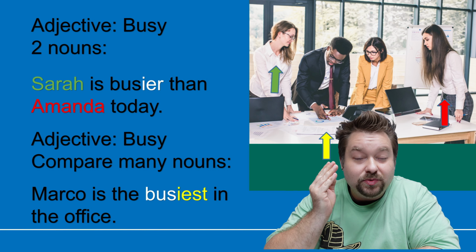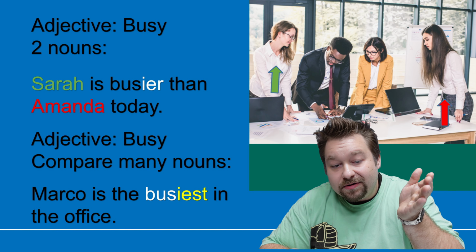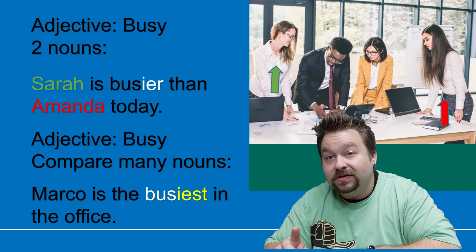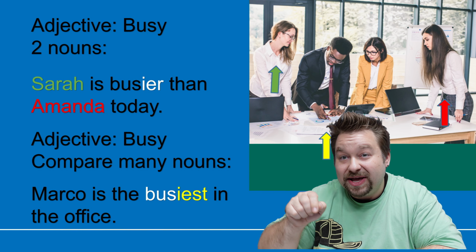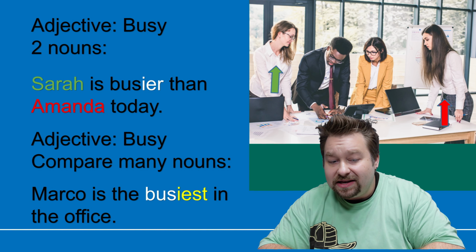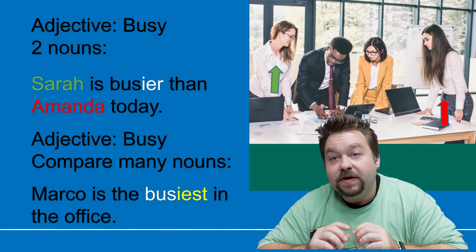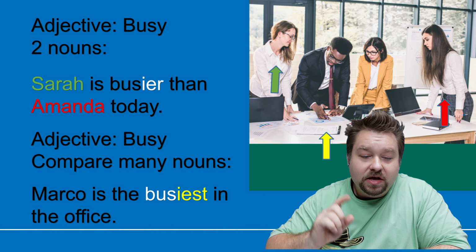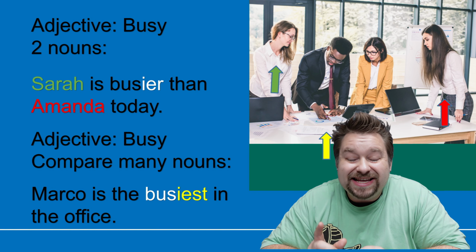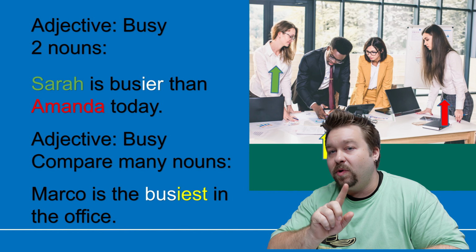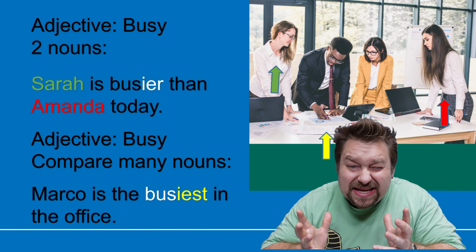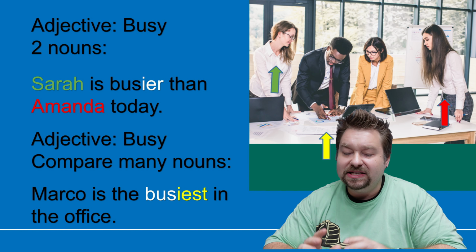We change that Y to an I, and it's Sarah is busier. See, that Y became I, and we added ER. Busier than Amanda today. Oh, okay. And now if we're comparing one against all, we say Marco is the busiest. Y to an I and add EST. The busiest in the office. He's working so hard.